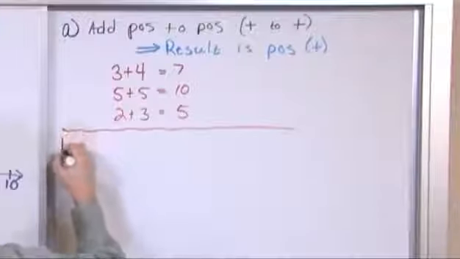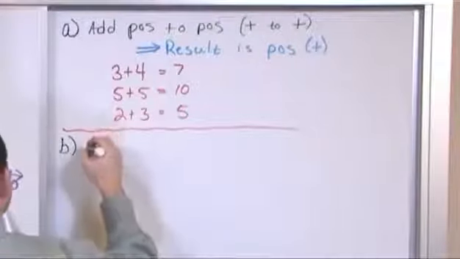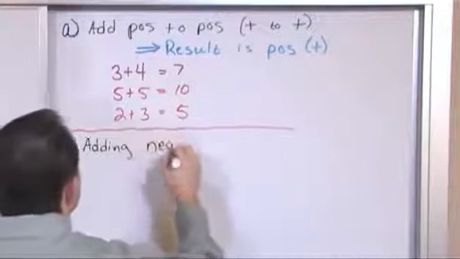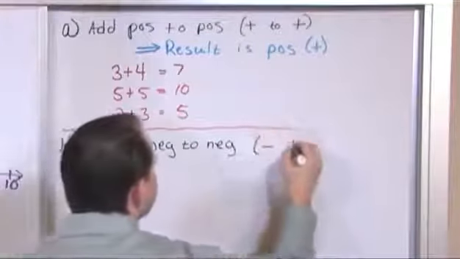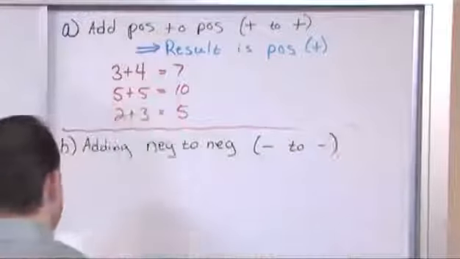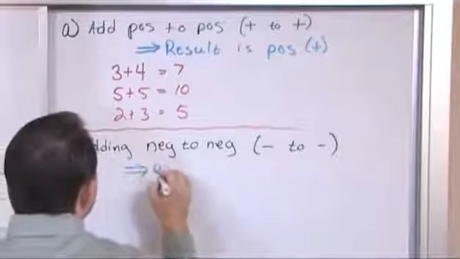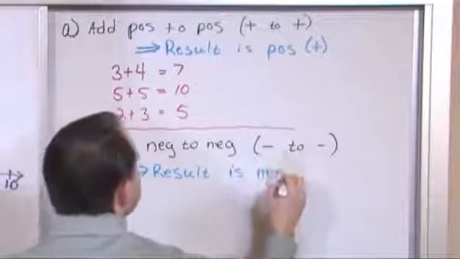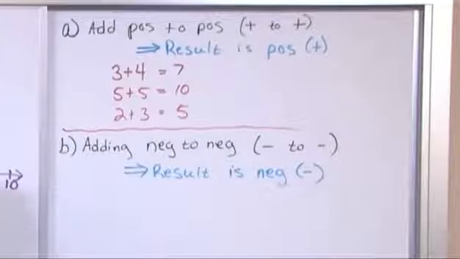Next case, again, is really a little bit different from maybe anything you've had to do before, but it's definitely not hard. If you're adding a negative number to a negative number, this is the next easiest case. In other words, a negative to a negative number, then the result is always negative. Negative, right? So it's always going to be negative. So negative plus negative is always going to give you a negative.